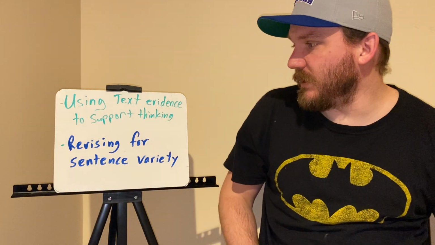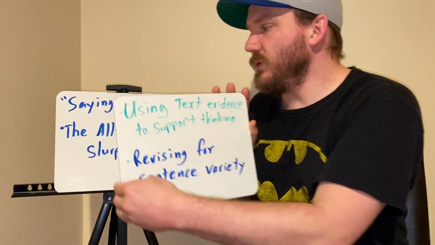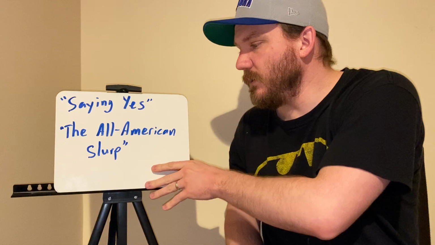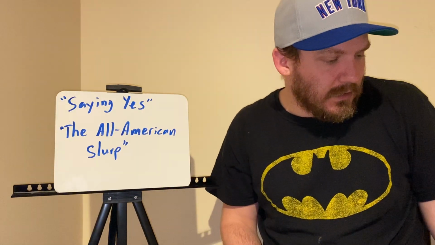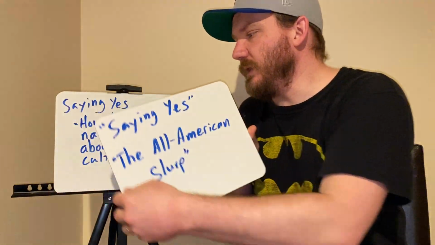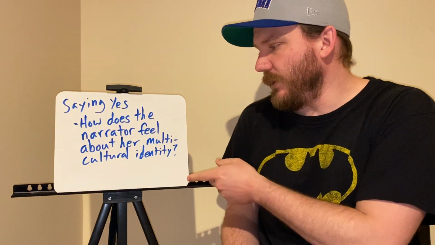Today we're going to talk about using text evidence to support thinking and revising for sentence variety. To do this, we're going to use the story that we read previously, The All-American Slurp, and a poem titled Saying Yes, and compare between them. When I read Saying Yes, we want to think: how does the narrator feel about her multicultural identity? And then, does the narrator in The All-American Slurp agree with her?